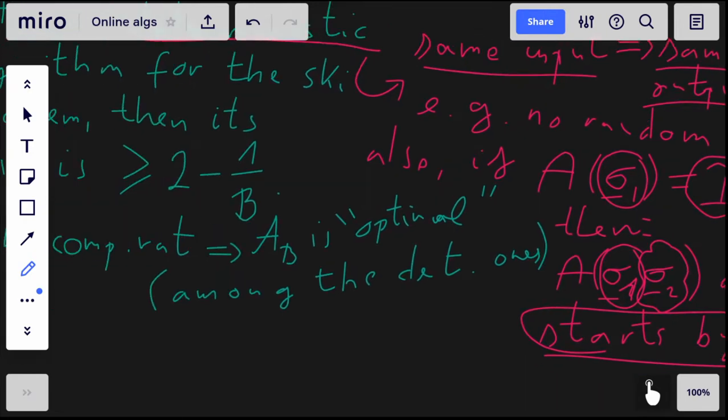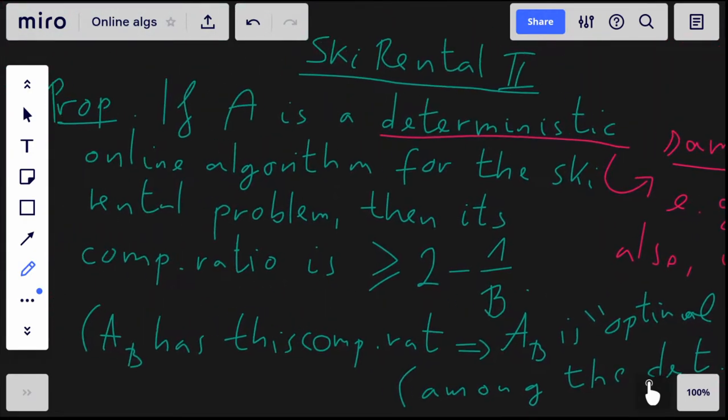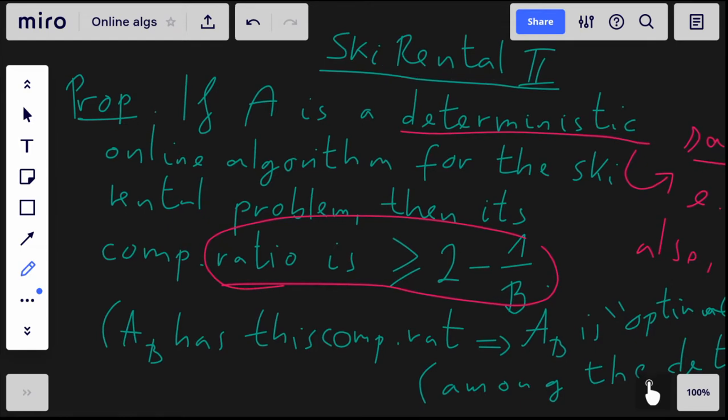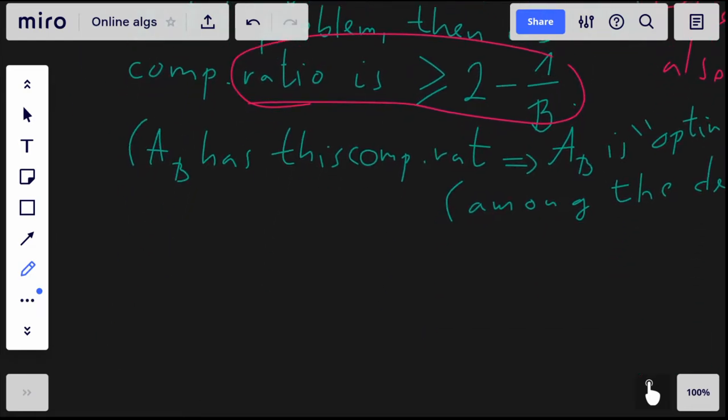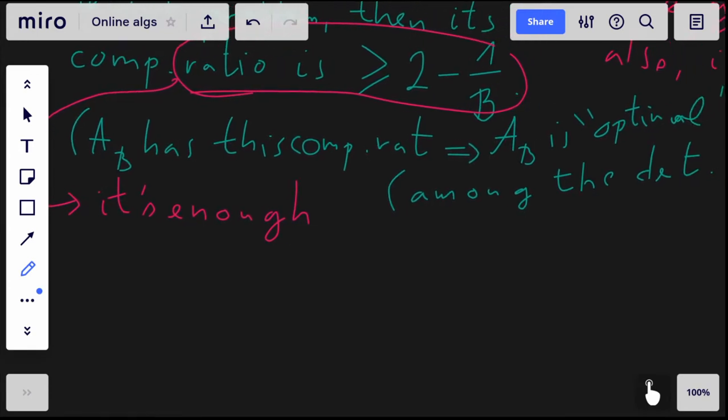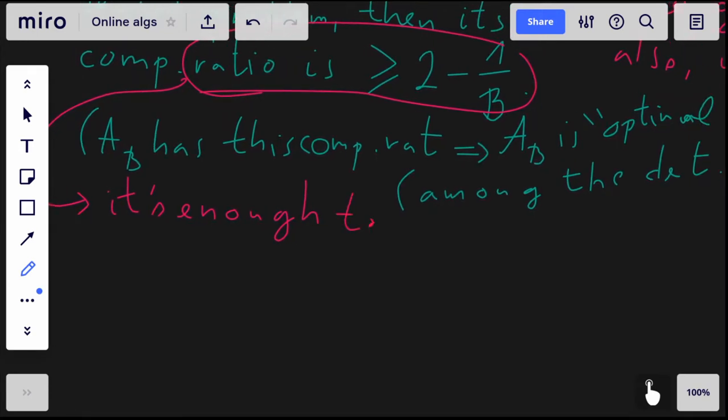So what we will show is that if A is any algorithm, then its competitive ratio is at least this one. Now, in order to prove this, so it's called a lower bound for competitive ratio, it's enough to construct one bad input for each A.